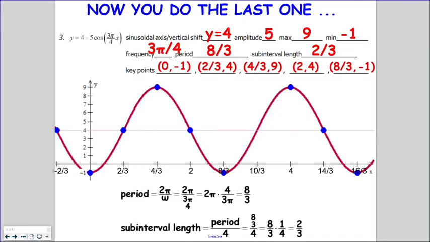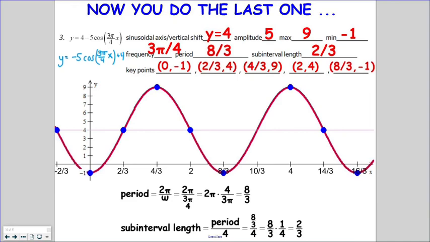We can rewrite the function, and I would, as this. Y is equal to negative 5 cosine 3 pi over 4x plus 4. Sometimes I think it's easier to see the shift when it happens at the end. So that's where we get the y is equal to 4, and then the amplitude is 5.